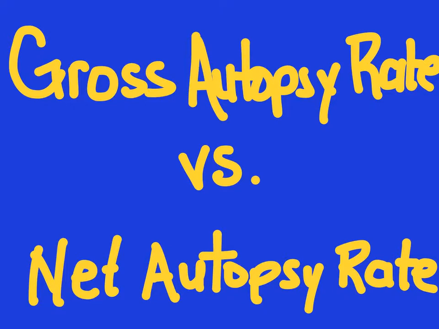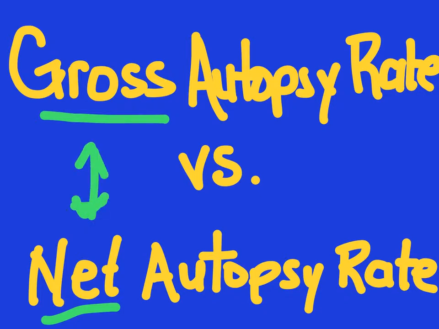This week we will review a common pain point from Chapter 7, and that is calculating a gross autopsy rate versus a net autopsy rate. Now, overall, just a plain old autopsy rate is the proportion of deaths that are followed by the performance of an autopsy. However, there is a difference between the gross and net calculations.